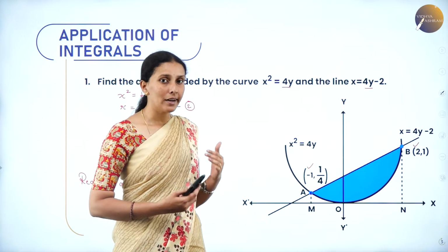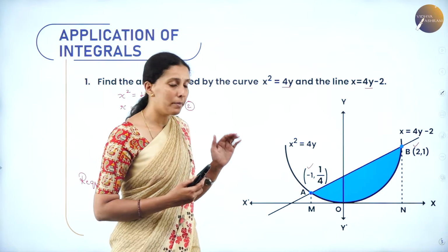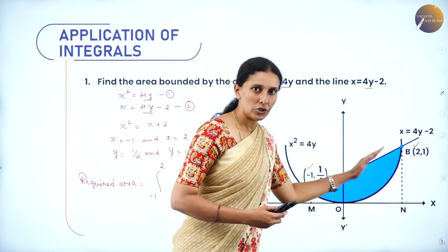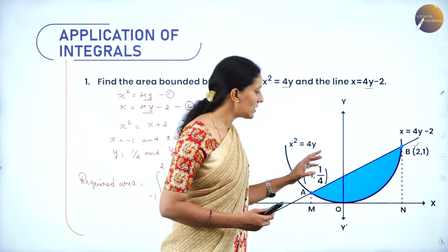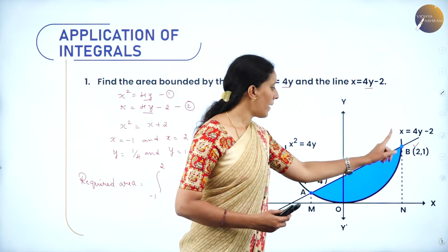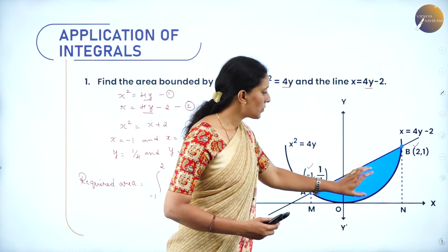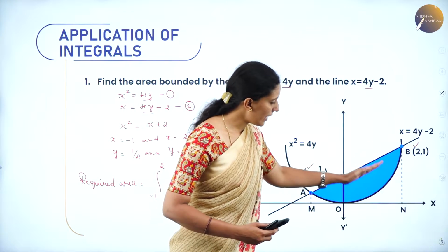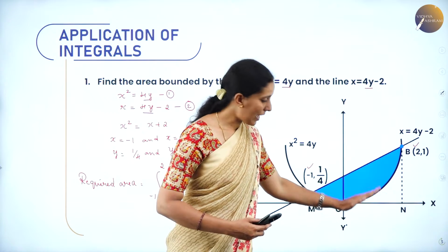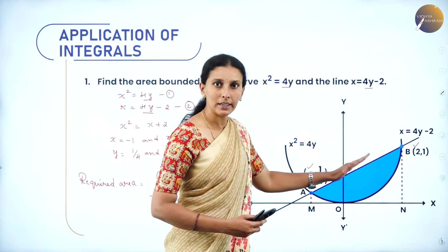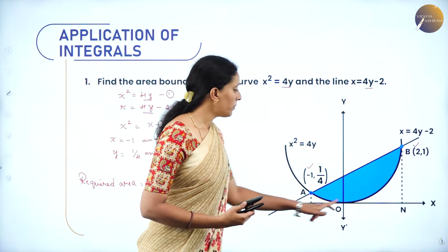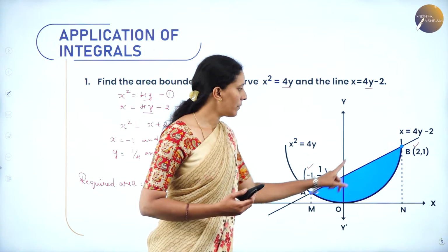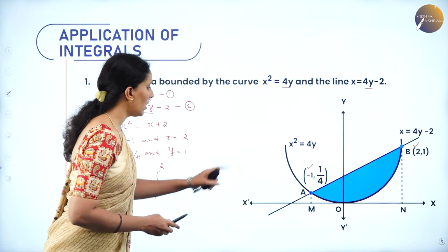Next, what we need to calculate? We need to calculate the area bounded by the curve. So if I draw a straight line, the area below the straight line denotes the region bounded by the straight line. And if I draw a parabola, then this will be the area bounded by the region. So what I am supposed to do? I have to subtract the area of the region covered by the line with the area bounded by the parabola. And also both parabola and straight line meet at the same points minus 1 comma 1 by 4 and 2 comma 1.